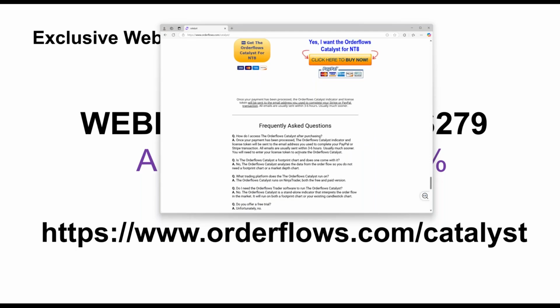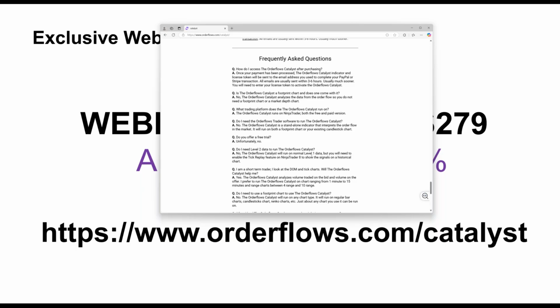Some FAQs. You don't need level 2 data, just level 1 to run Catalyst, okay? And there's no free trials. You don't need an Orderflows footprint chart to run it, and it is not a footprint chart. So don't think you're buying a footprint chart. No, it's an indicator that reads data as it would if it was a footprint chart, and it plots your signals on a normal candlestick chart.